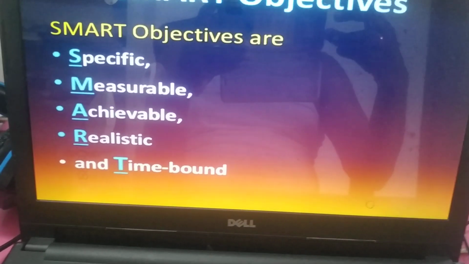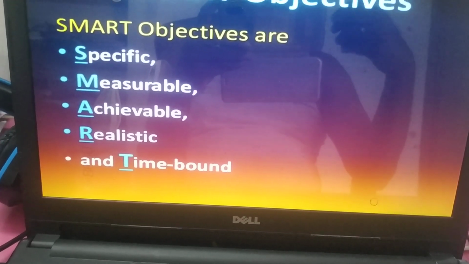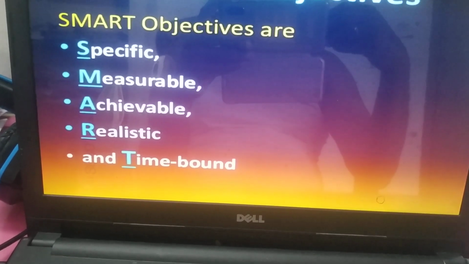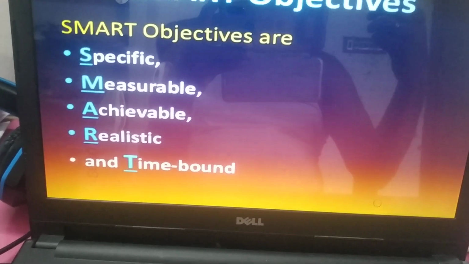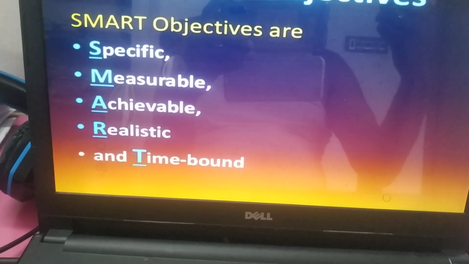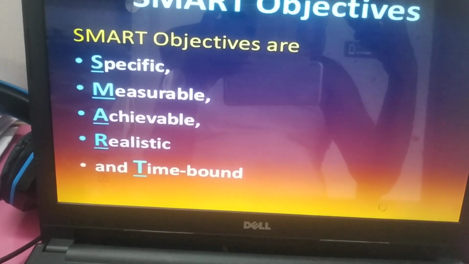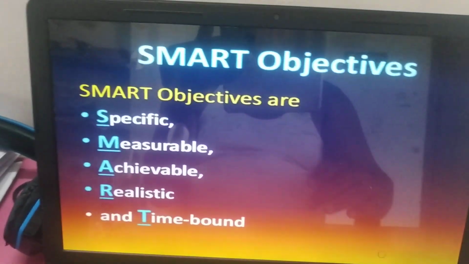Even outside research, if you want to reach a goal, you have to follow this: specific, measurable, achievable and realistic. That is called the SMART methodology to achieve goals. In research also, SMART objectives are very, very important.